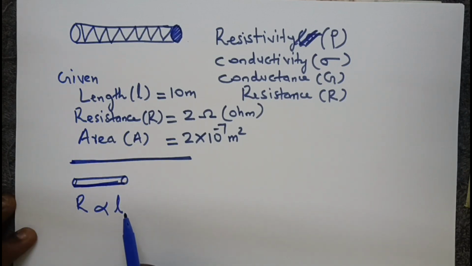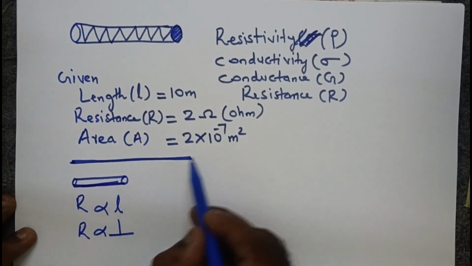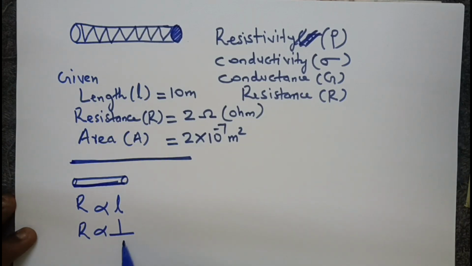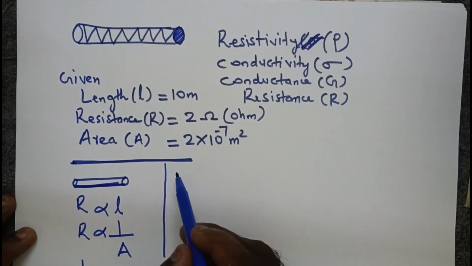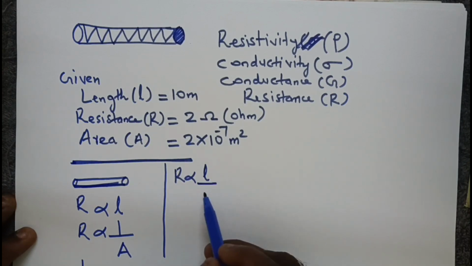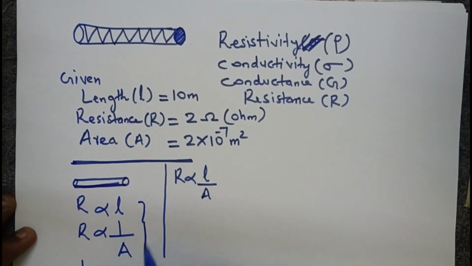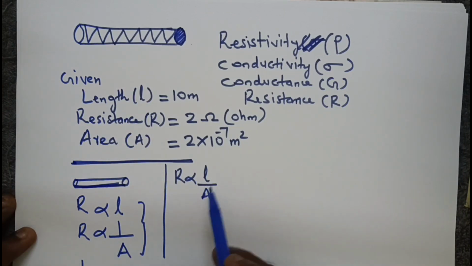So R is directly proportional to L, and R is inversely proportional to area of cross section. Here the area of cross section is large, here it is less, and it is inversely proportional. Now connect these two, dear children. Shall I put a line here? Yeah, for easy understanding. Now R is proportional to L by A. Connecting these two relations, we get another relation, R proportional to L by A.